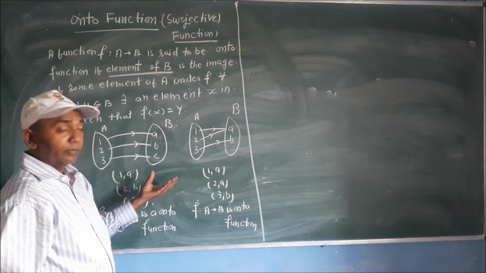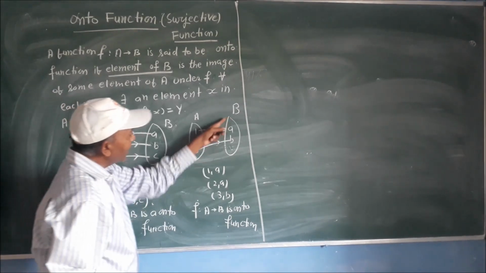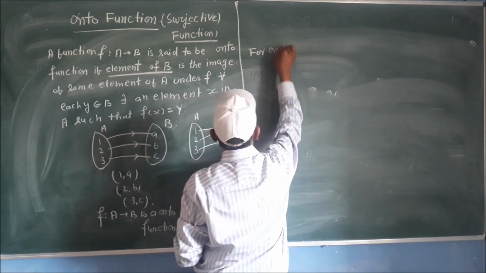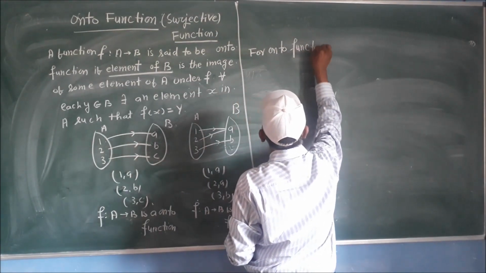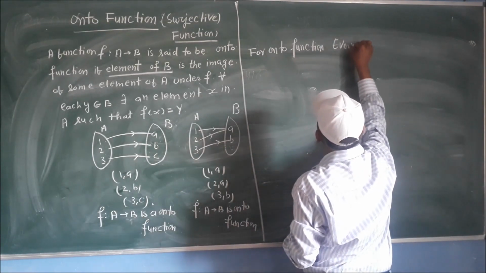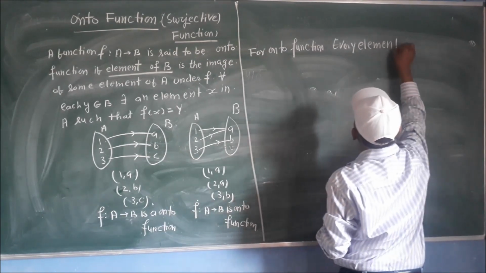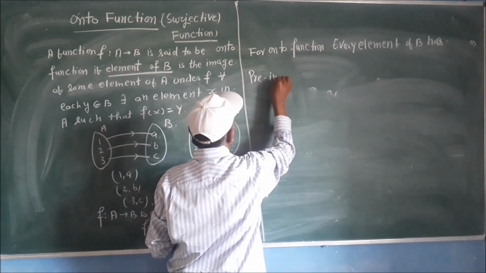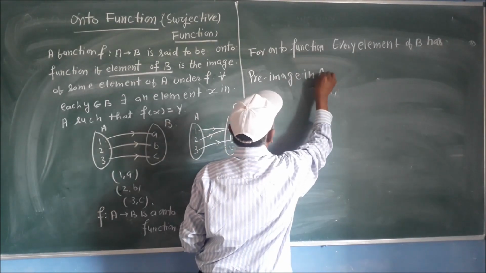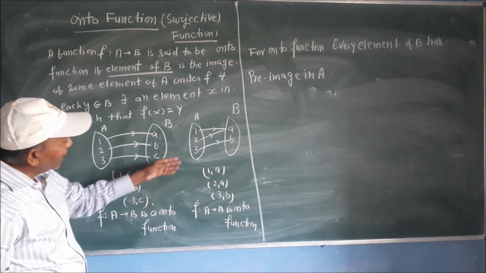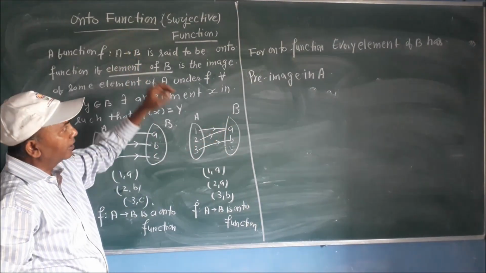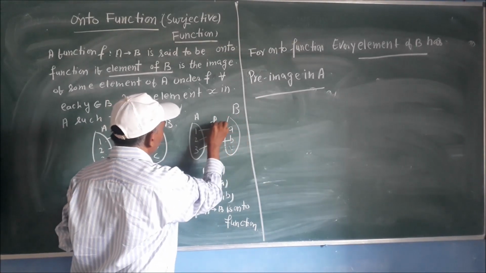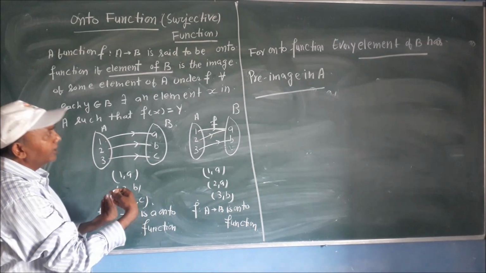So what is an onto function? In an onto function we are seeing that every element of B has a pre-image in A. We can say that for an onto function, every element of B has a pre-image in A. B के प्रत्येक एलिमेंट का A में pre-image होना चाहिए. Main thing is what? If you are going from here to here, this is your image. If you are coming back, this is your pre-image.